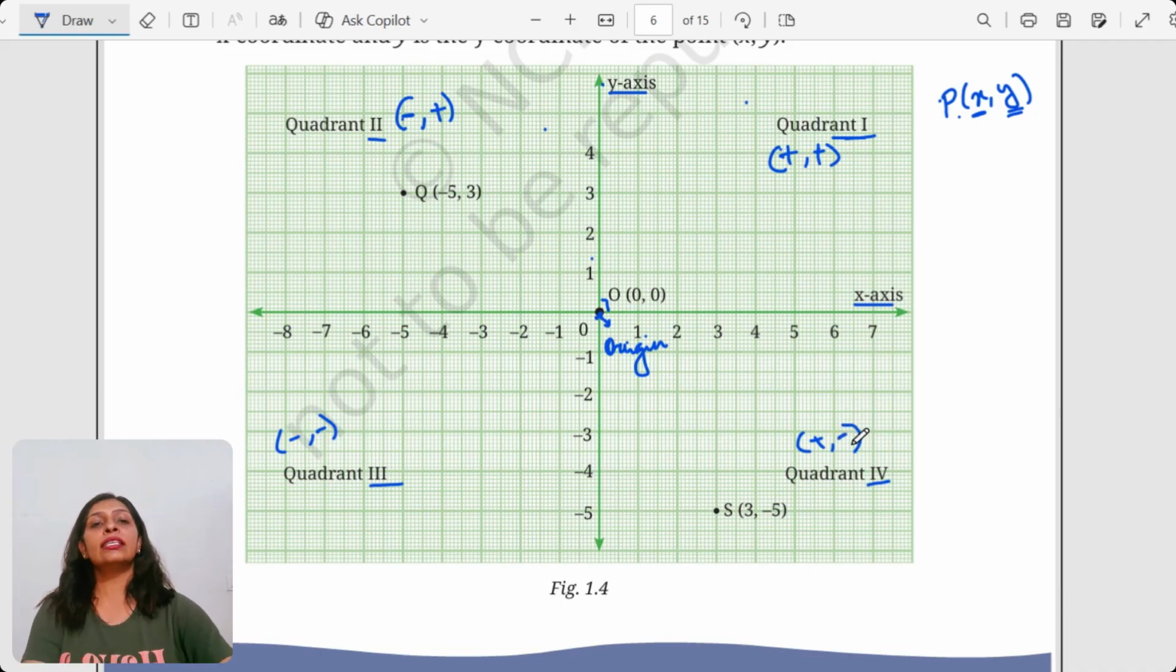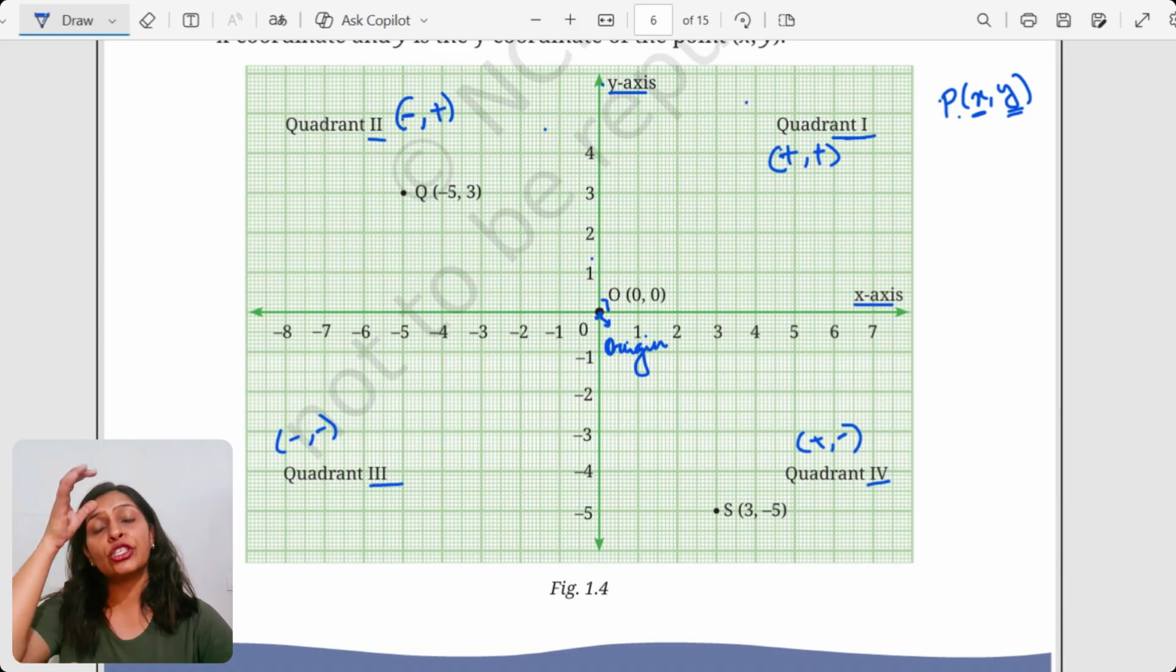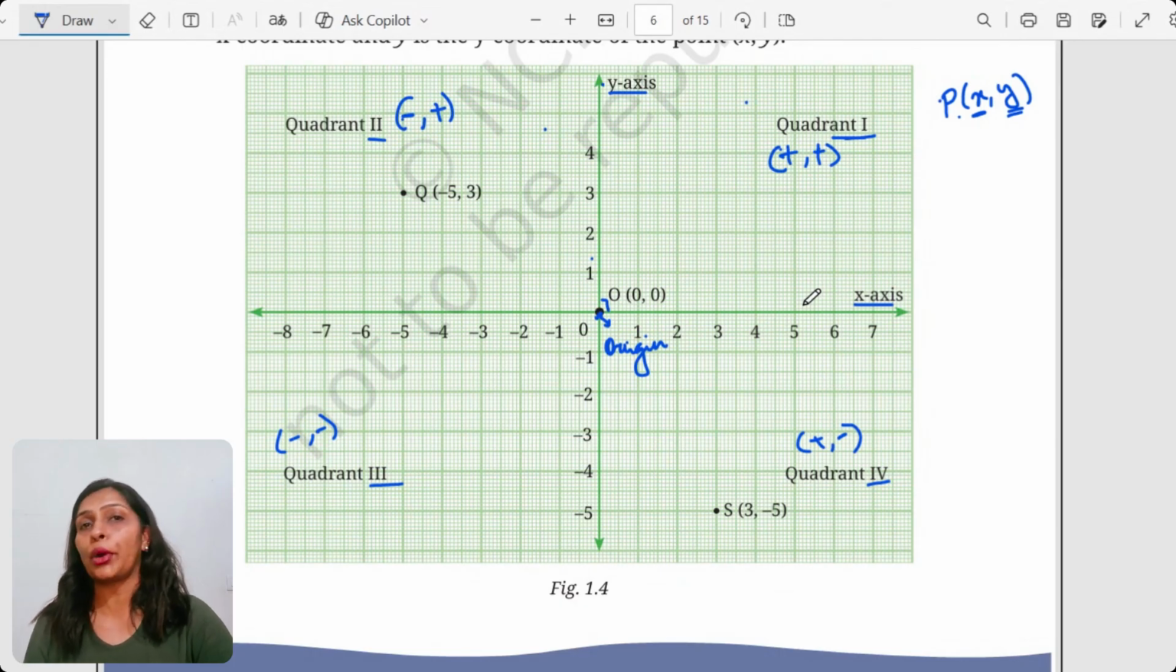Why are we discussing this? Because we have questions related to it where we have to tell in which quadrants the points are lying. So just by observing the signs of the x coordinate and the y coordinate, we can tell easily in which quadrant a point is going to lie.